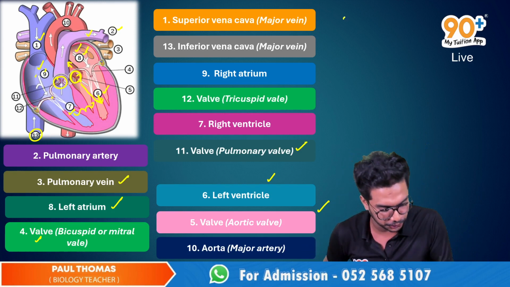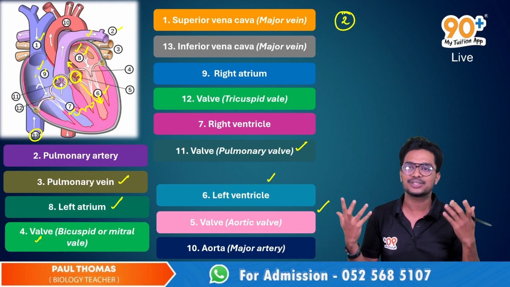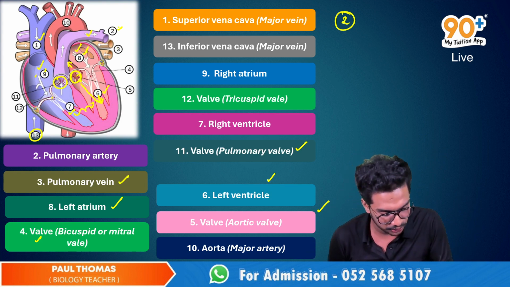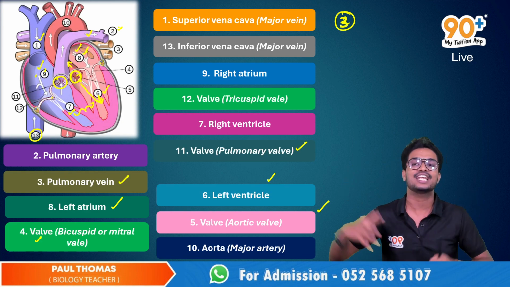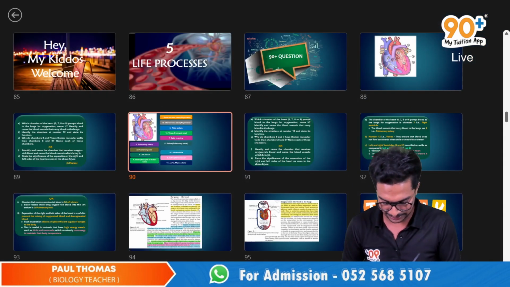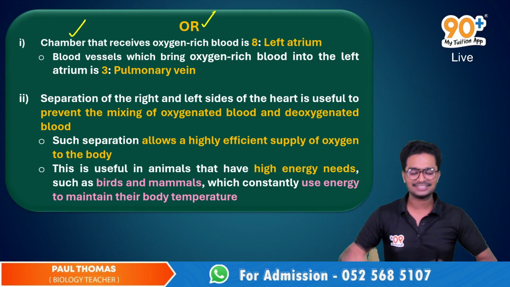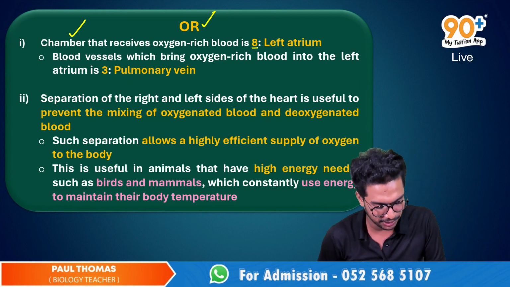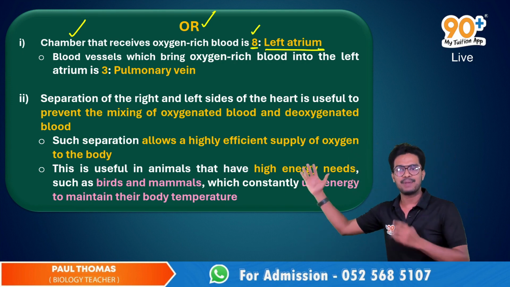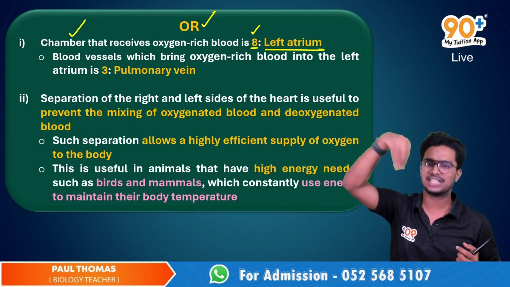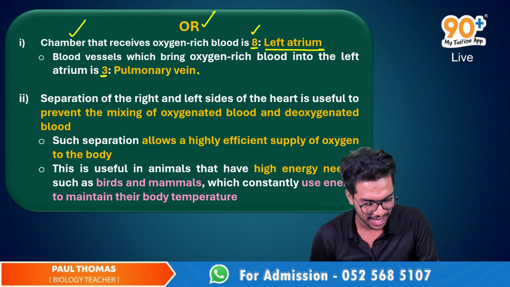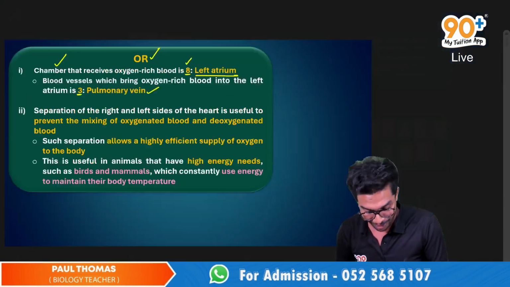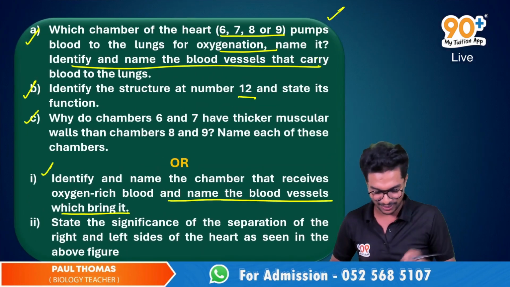Yes, the 8th one, that is the left atrium, and the oxygenated blood to the left atrium is carried by structure 2, sorry, it's not structure 2. Structure 3, and the name of structure 3 is pulmonary vein. The chamber that receives oxygen-rich blood is number 8, that is the left atrium, as I mentioned. And the blood vessel which brings oxygen-rich blood into the left atrium from the lungs is structure number 3, that is the pulmonary vein.